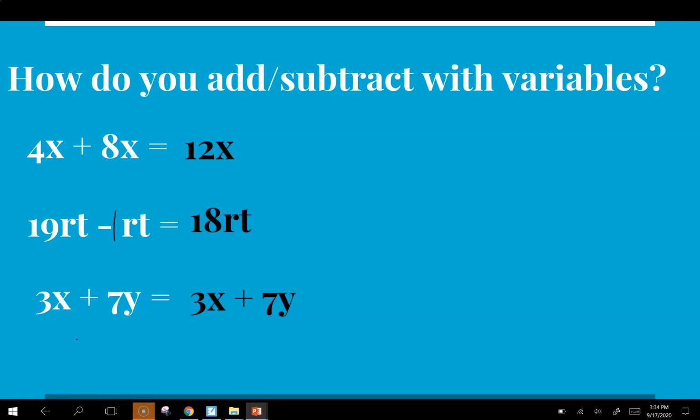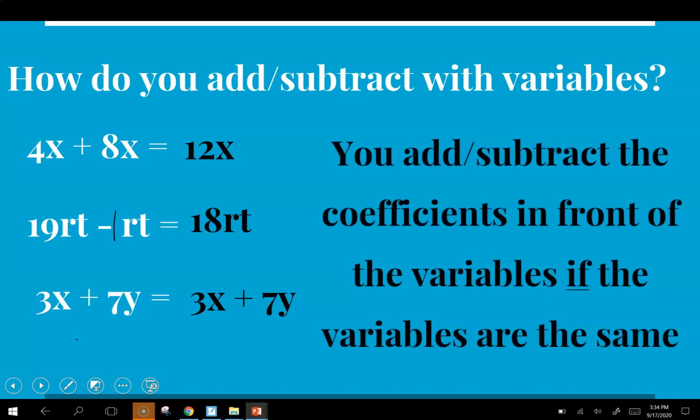Because 4 and 8 both had an x attached to it, they had a common variable, they are like terms. Okay, 3x and 7y, well, 3 has the x attached to it, 7 has the y attached to it. Their variables don't match, so I can't combine them together. So you can only add and subtract the coefficients in front of the variables if the variables are the same. Here my variables were RT, here they were both x, here they were different from each other, so we couldn't do it.